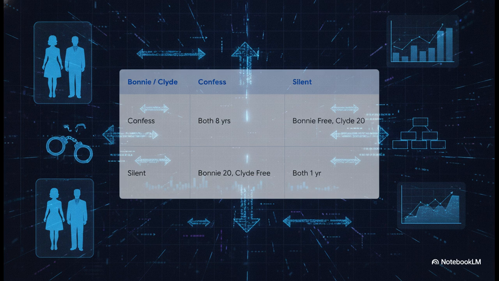But look closely at Clyde's options. If Bonnie stays silent, Clyde's smartest move is to confess, so he walks free. But what if Bonnie confesses? Clyde's best move is still to confess, to avoid a 20-year sentence, bringing his time down to 8 years. Confessing is what game theorists call a dominant strategy. It's absolutely the best choice for him, regardless of what Bonnie decides to do.